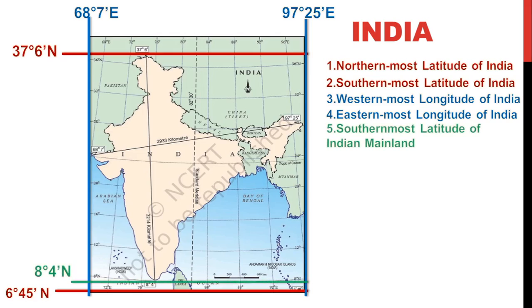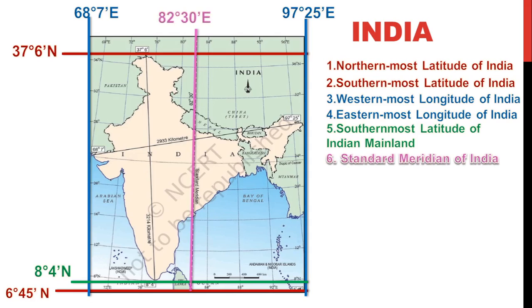Southernmost latitude of India's mainland, 8 degrees 4 minutes north. The standard meridian of India, 82.5 degrees east. Tropic of Cancer, 23.5 degrees north, which divides India into two parts.